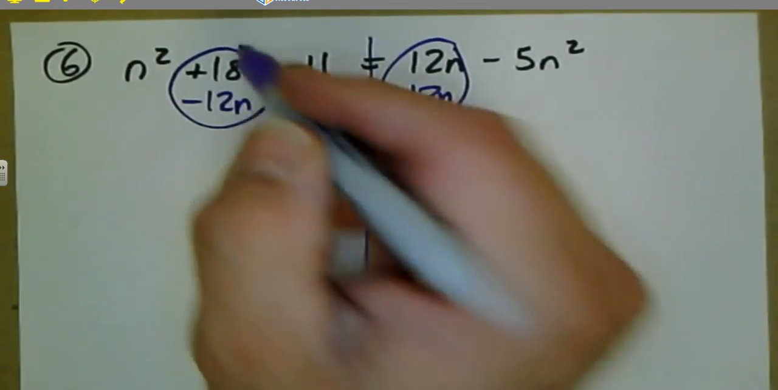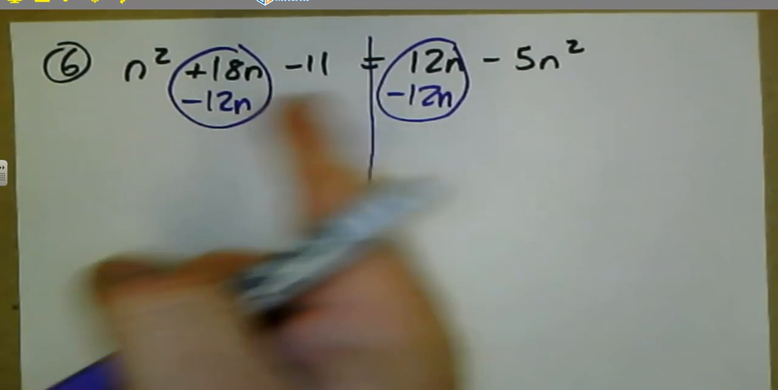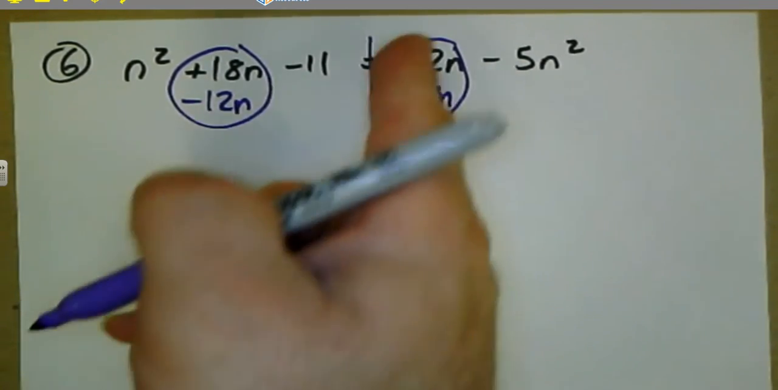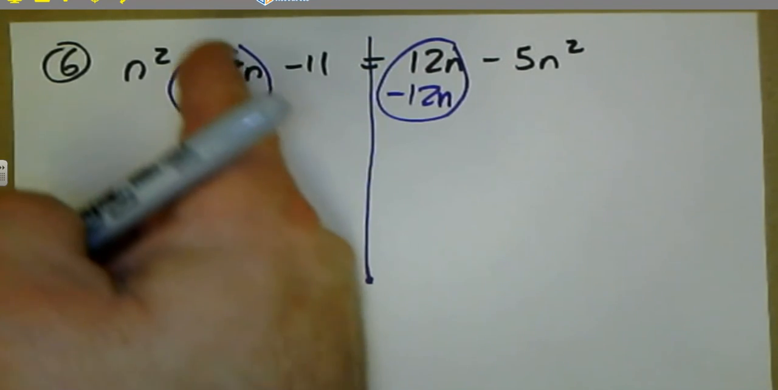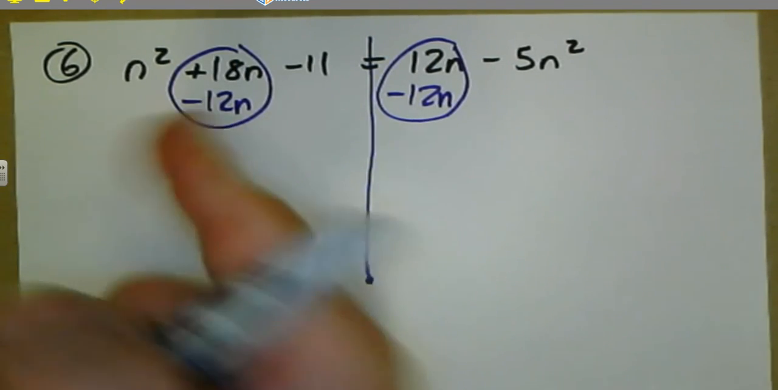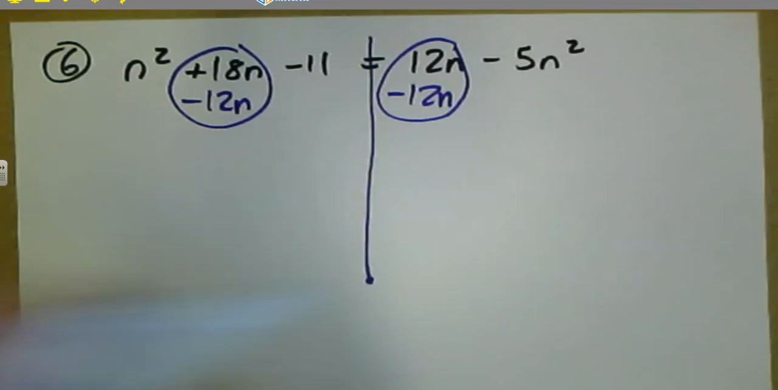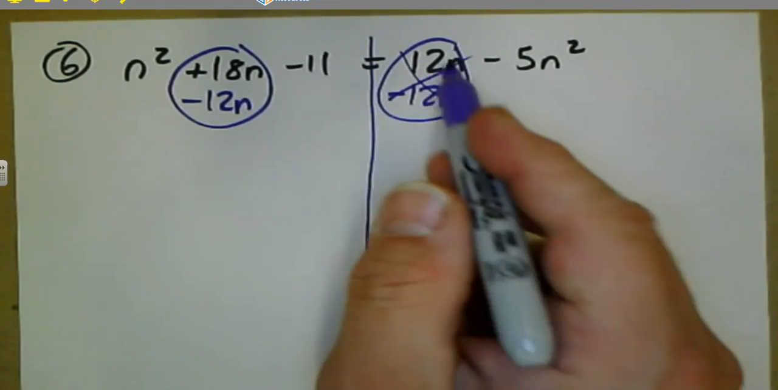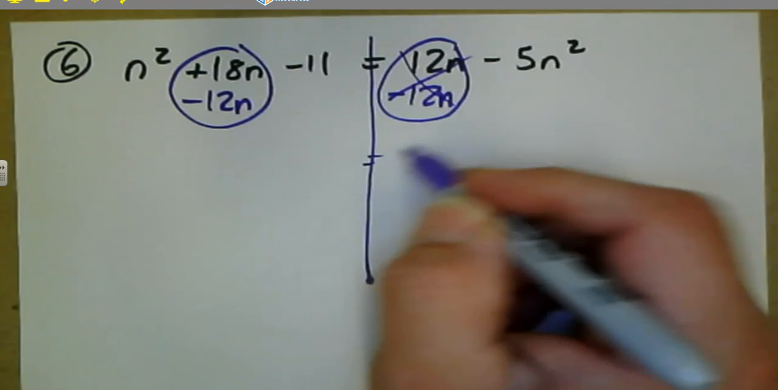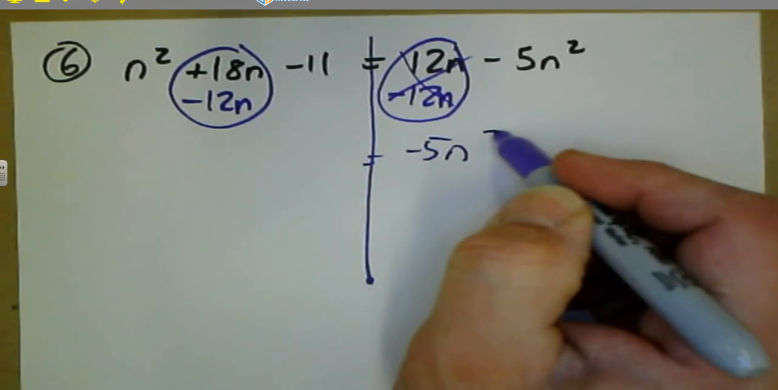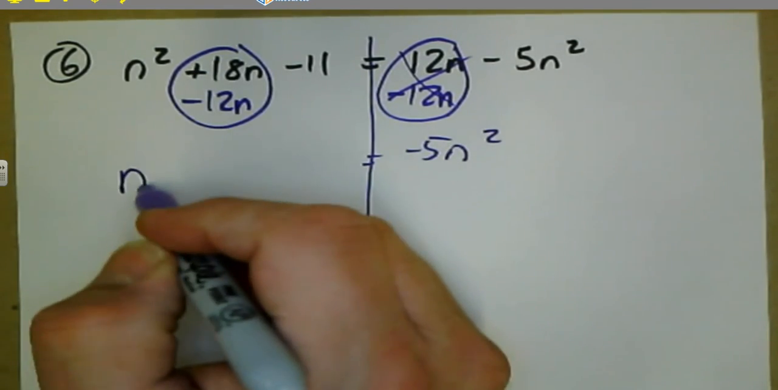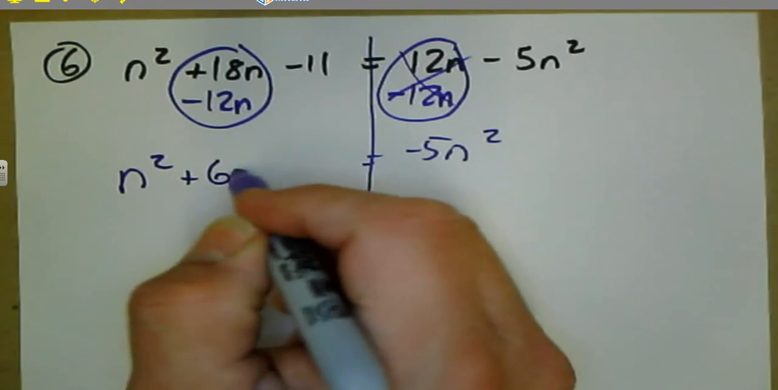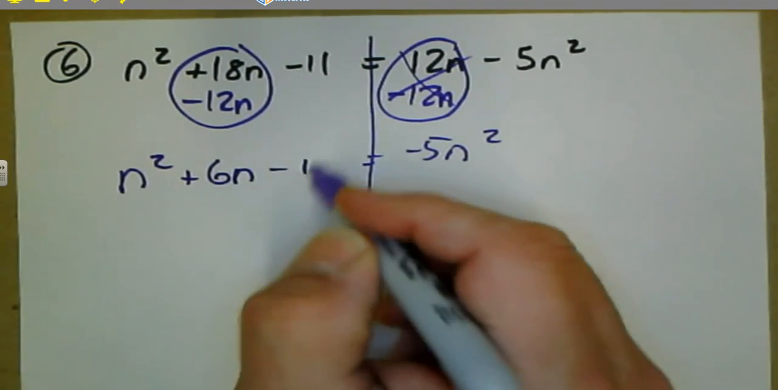And I set them up. Notice what I did. It's with the like term, Ryan. If I'm subtracting 12n, I want to subtract 12n from the like term. Now the first three I didn't have like terms, but these do. So 12 minus 12 is gone. I'm left with negative 5n squared. I have n squared. 18 minus 12 is 6n minus 11.